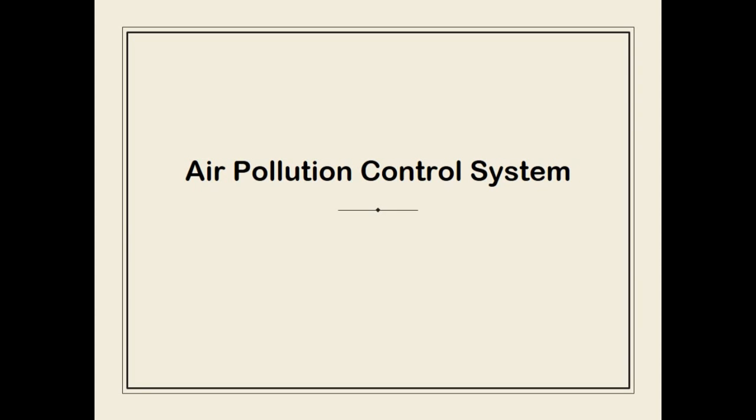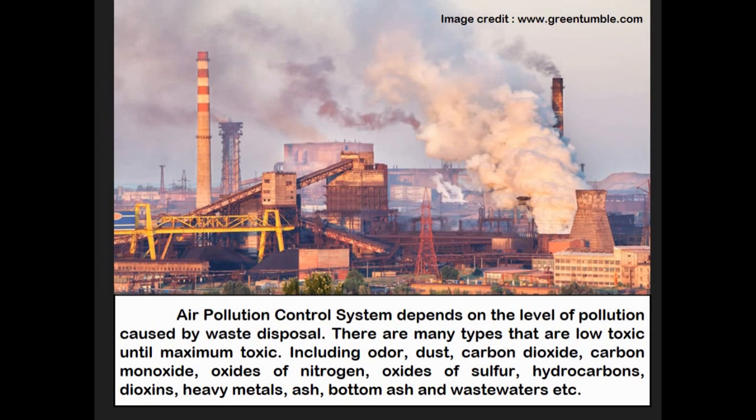Now we will talk about the air pollution control system. The air pollution control system depends on the level of pollution caused by waste disposal. There are many types, from low toxic to maximum toxic, including odor, dust, carbon dioxide, carbon monoxide, oxides of nitrogen, oxides of sulfur, hydrocarbons, dioxins, heavy metals, ash, bottom ash, wastewater, and so on.